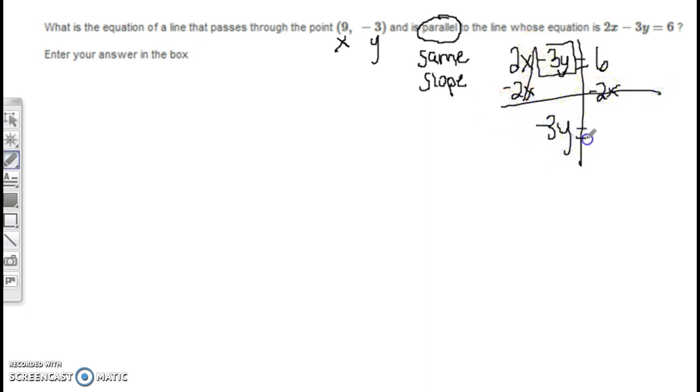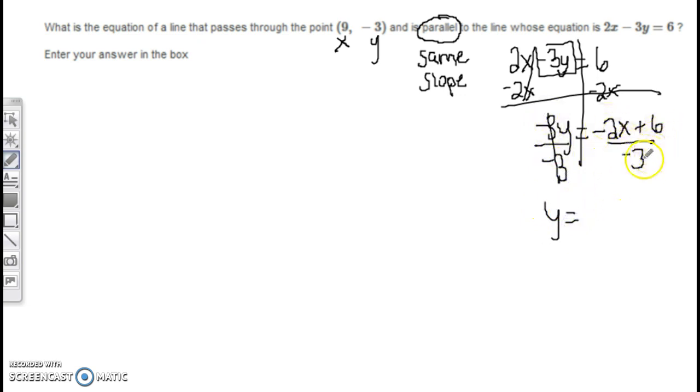Now be really careful here because 6 numbers and 2 x's are not like terms. And we want the x's to come first. So I'm going to put negative 2x first and then a positive 6 behind it. And then I still need to get this y by itself, so now I'm going to divide everything by -3.